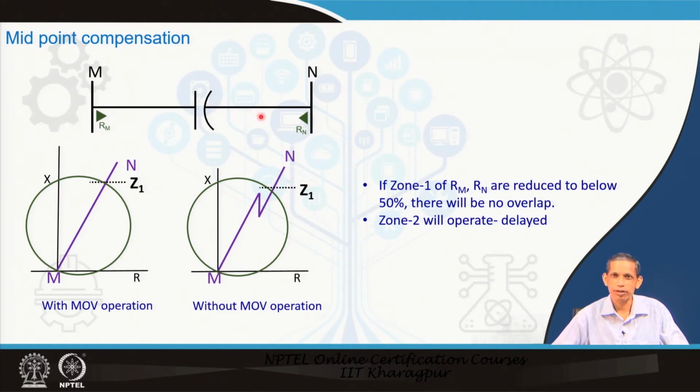So, that situation becomes pretty difficult to consider to adjust the zone 1 setting when the capacitor is in the circuit during fault. The other problem you see here from this side and that side is, if the zone 1 of R M and R N are reduced to below 50%, that is why I am talking about this. If the corresponding zone 1 becomes less because of the series compensation, X L minus X C, so that becomes much smaller, then if the zone 1 setting from this side becomes less than 50% and from this side also less than 50%, the overlapping patch in the network becomes 0, there is no overlapping.